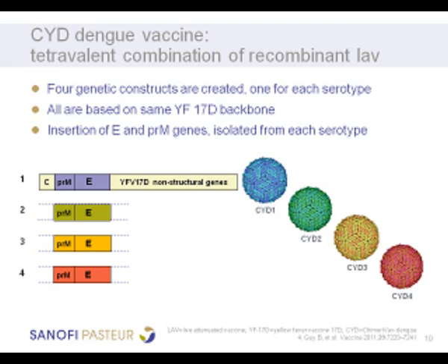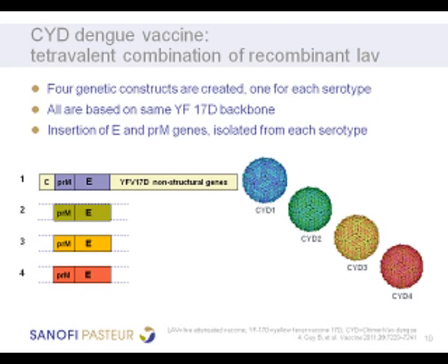So this slide shows the construction of these chimeric viruses. Four genetic constructs were created, one for each serotype. They're all based on the same yellow fever 17D backbone with insertion of the pre-membrane and envelope genes from each of the dengue serotypes.